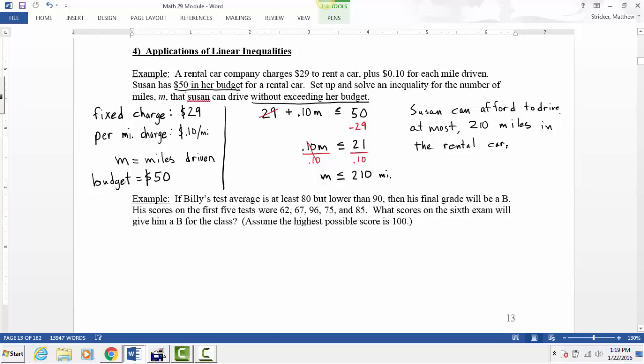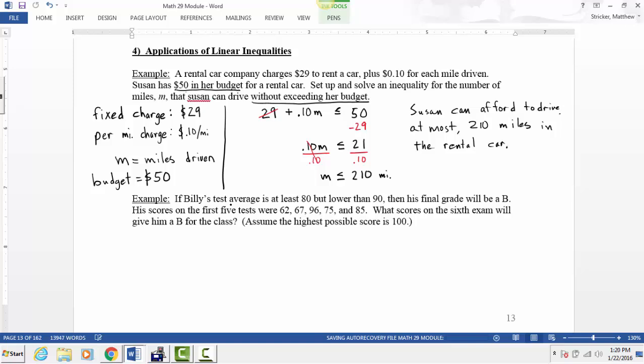So that's one example. Let's look at one more. It says, if Billy's test average is at least 80 but lower than 90, then his final grade will be a B. His scores on the first 5 tests are 62, 67, 96, 75, and 85. What scores on the 6th exam will give him a B for the class? Assume the highest possible score is 100.